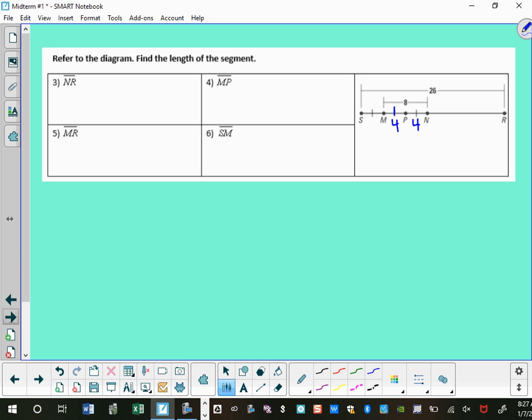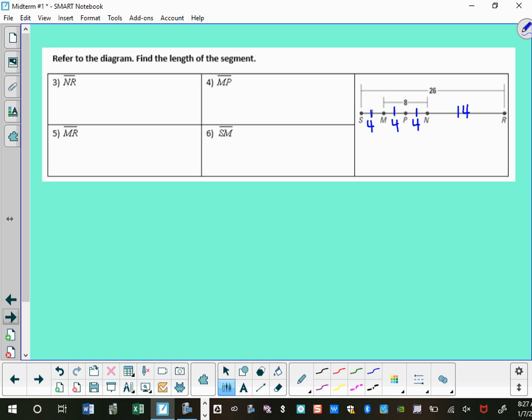Notice how we have these hash marks? So what's SM? That's also 4. Now can I figure out what NR is? The whole thing is 26. My first 3 segments add up to 12. How can I figure out what's left? 26 minus 12. Okay, what do you get? 14. All right, so Lindsay just told us that NR is 14, which is correct.